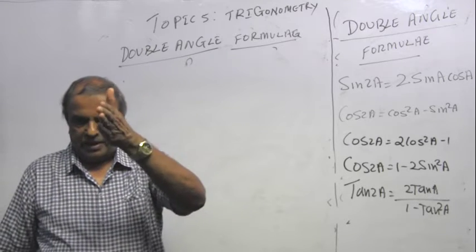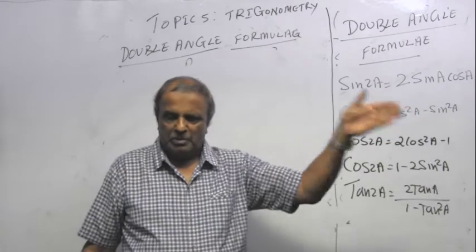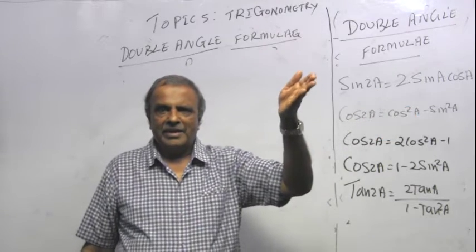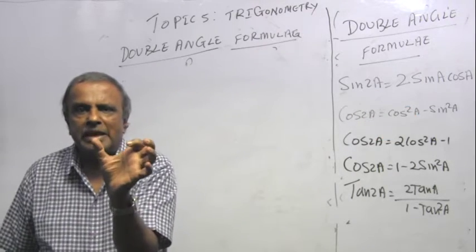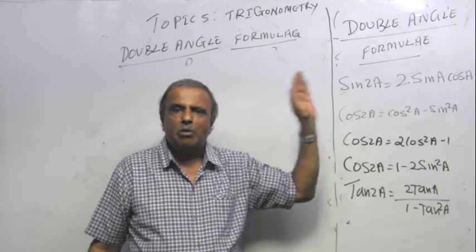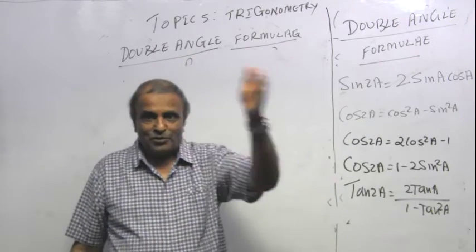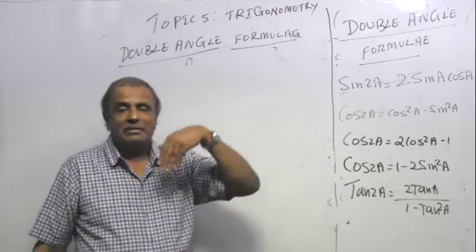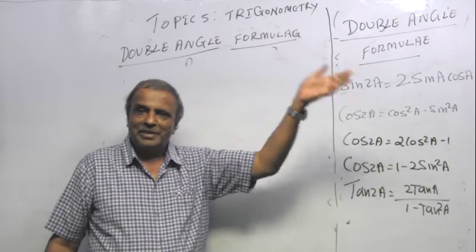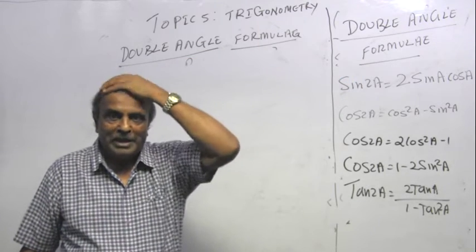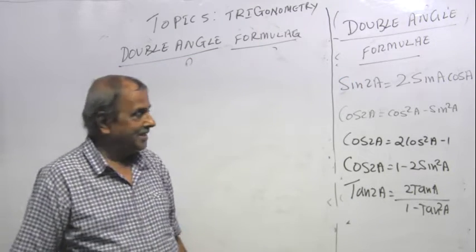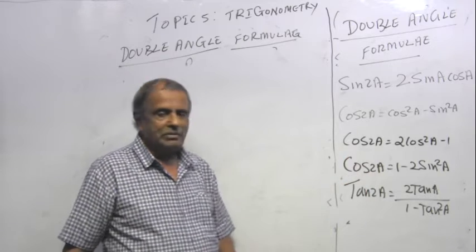Sin of a plus b is sin a cos b plus cos a sin b, put a equal to b. That formula for sin of a plus b is in your formula book. So you can use that formula and write this formula whenever you want in the exam. That way you have less formulae to remember. Same way for cos, same way for tan.